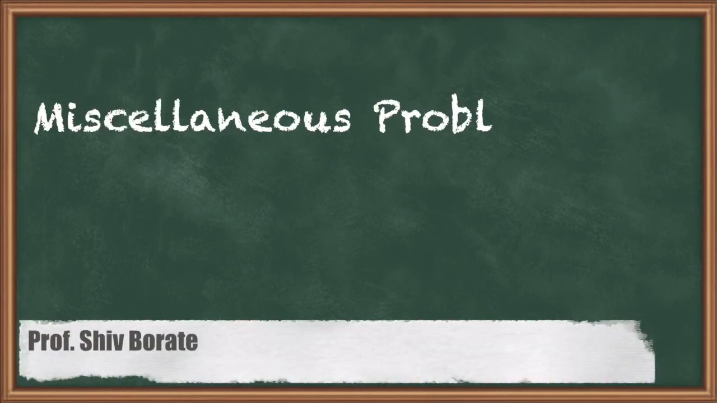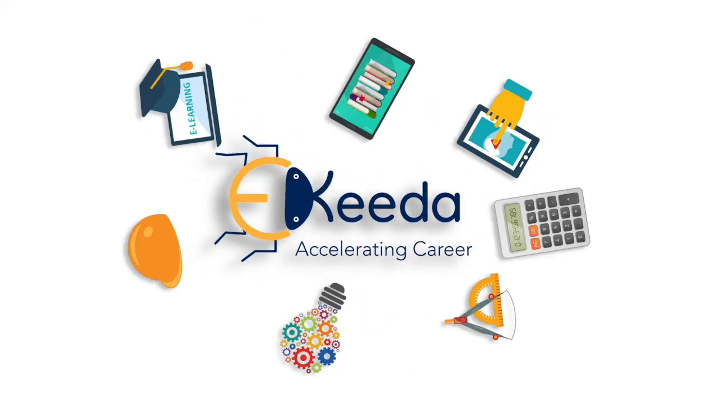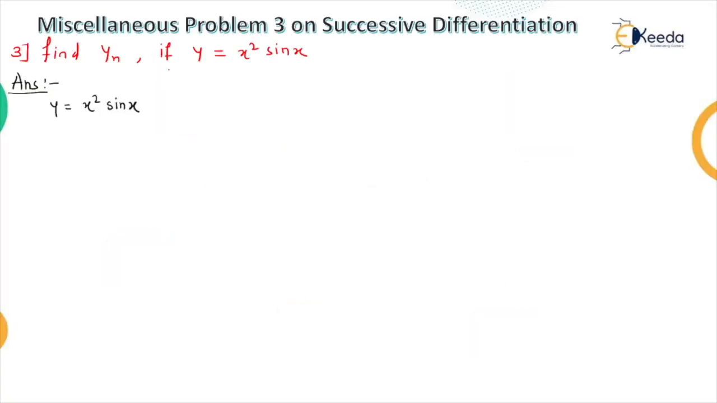Hi friends, we are going to discuss here problem number 3 on successive differentiation. Find yn if y is equal to x square into sin x.